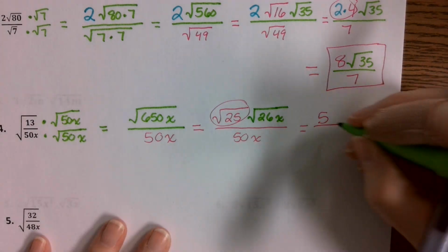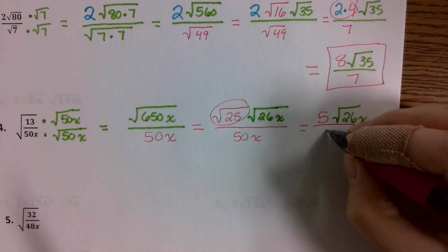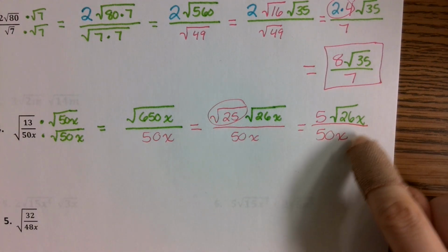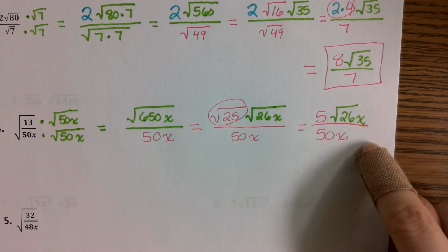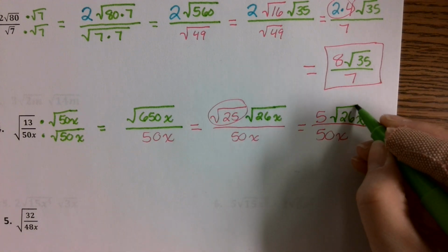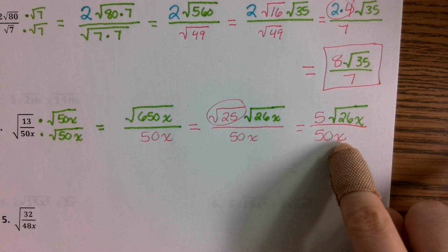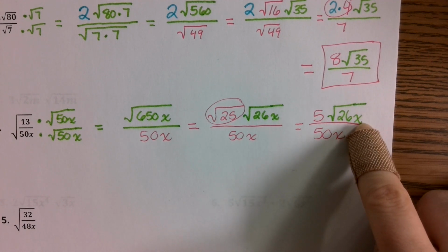And then you have square root of 26x, and the whole thing is over 50x. Now again, I tell you guys, the reason I do things in color is so it's a little bit easier for you to see what maps to what. Can I simplify these x's? No. I have them in different colors for a reason. The one that's in green is still inside that square root. The one that's in pink is no longer inside the square root. So they can't be simplified.